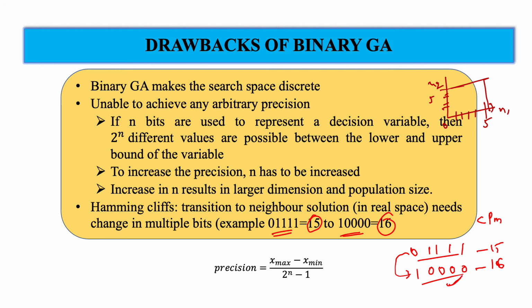So for points which are even closer, it may be difficult for binary GA to move from point A to point B, despite the fact that they are close in real space, because they are not close in binary space, at least because of the operators that we employ. That is the drawback of binary coded GA. That's all we are going to study about binary coded GA, and that's all for today's lecture. Thank you.